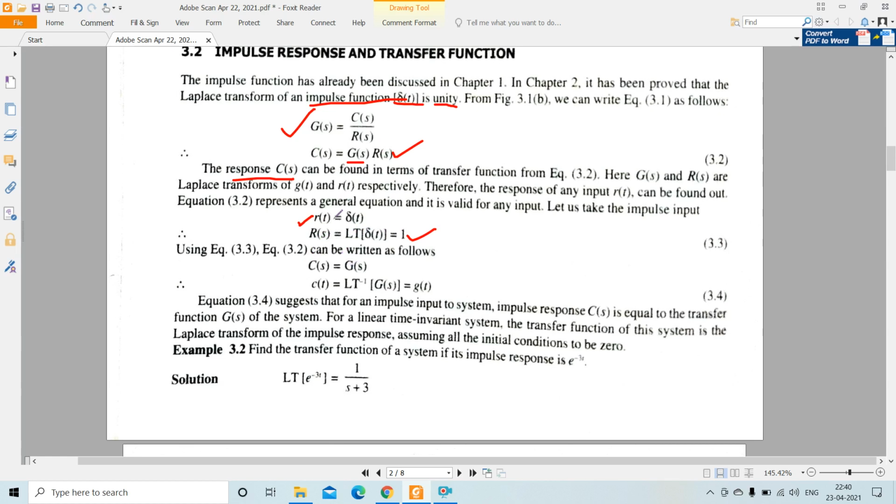So C(s) is equal to G(s) into 1, that is C(s) is equal to G(s), and c(t) is the inverse Laplace of G(s), that is g(t). So from this expression we found that for an impulse input to the system, the impulse response C(s) is equal to the transfer function G(s) of the system. For a linear time invariant system, the transfer function is the Laplace transform of the impulse response, assuming all initial conditions to be 0.